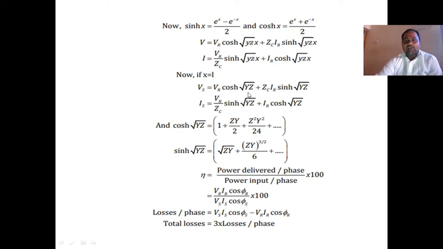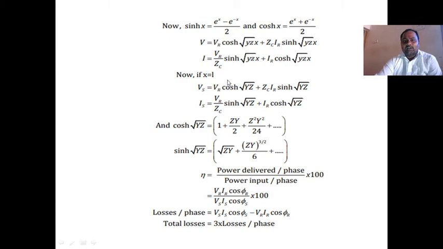So finally, if x is equal to l, substitute: Vs = Vr cosh(√yz·l) + Ir Zc sinh(√yz·l), Is = (Vr/Zc) sinh(√yz·l) + Ir cosh(√yz·l). Now compare Vs and Is with the basic equations. What are the basic equations? Vs = A Vr + B Ir. Is = C Vr + D Ir.